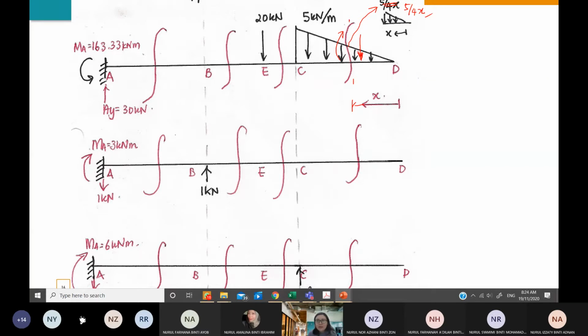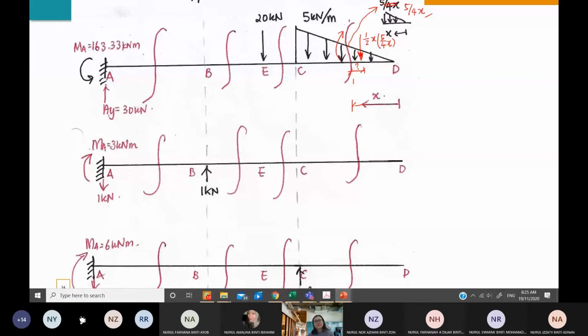How to get the load? By taking the area of this triangle. It will be half multiplied by the base x and the height of the load, 5 over 4 x. So this will be your point load. But now you need to know the distance in order to get the moments. What is this distance? Anyone know? The distance of this point load, the resultant, to this cut section.